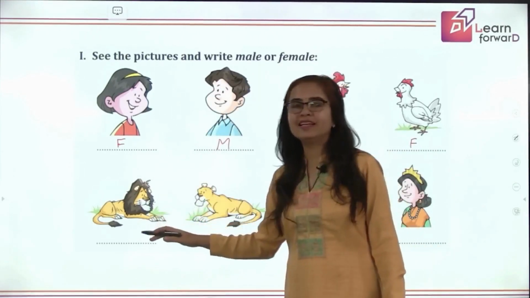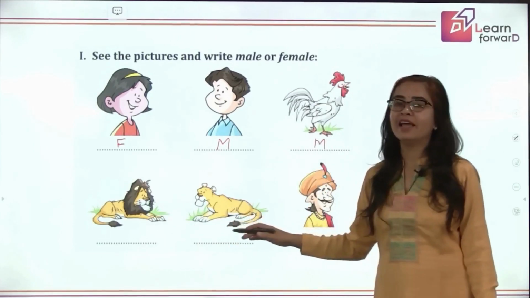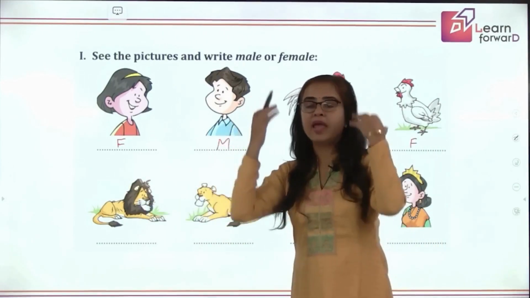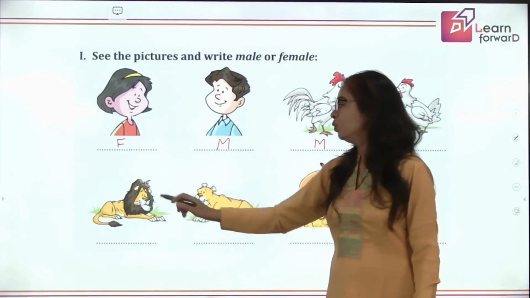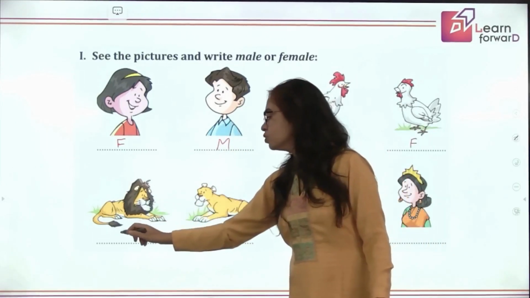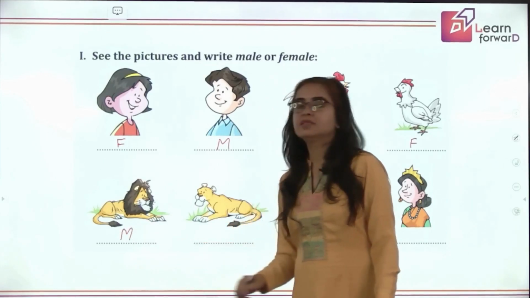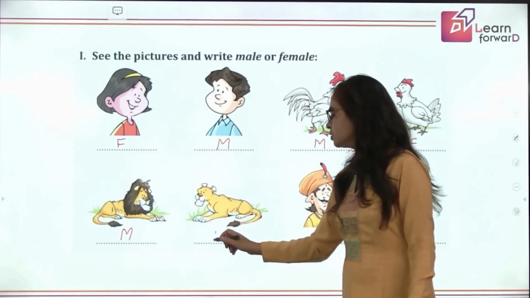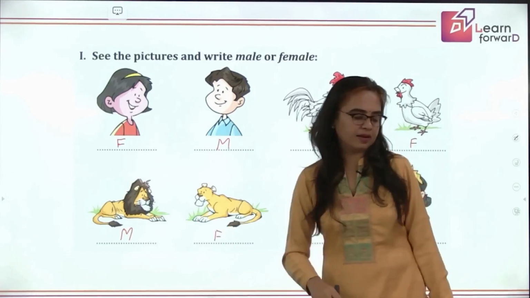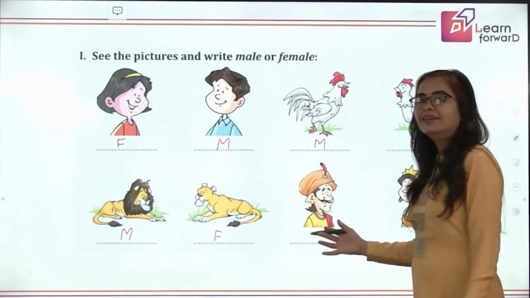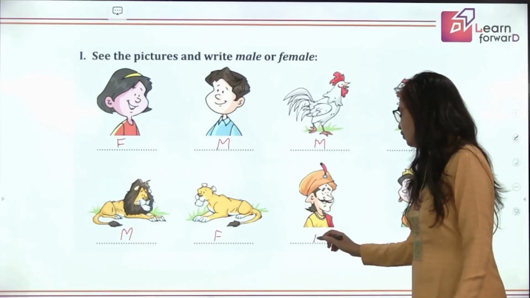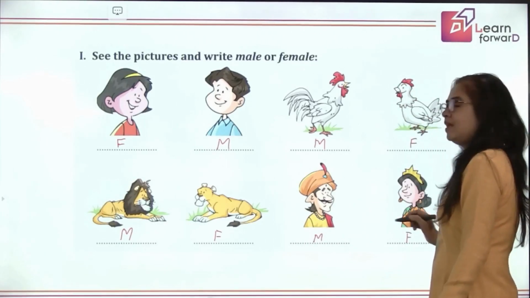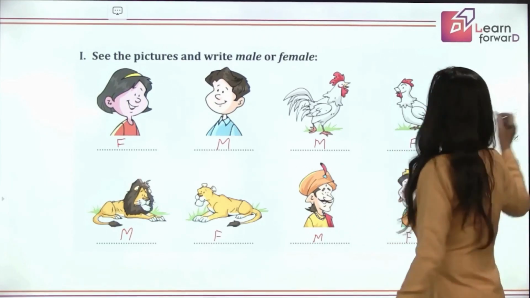Coming to the next, a lion and a lioness. How do you make the difference? With the help of this mane, the hair around its face. Only the king has that. So the lion is right here. And the lioness without this is the female here. And what about the king? Yes, that is male, of course. And your queen is a female. Can we go ahead now?